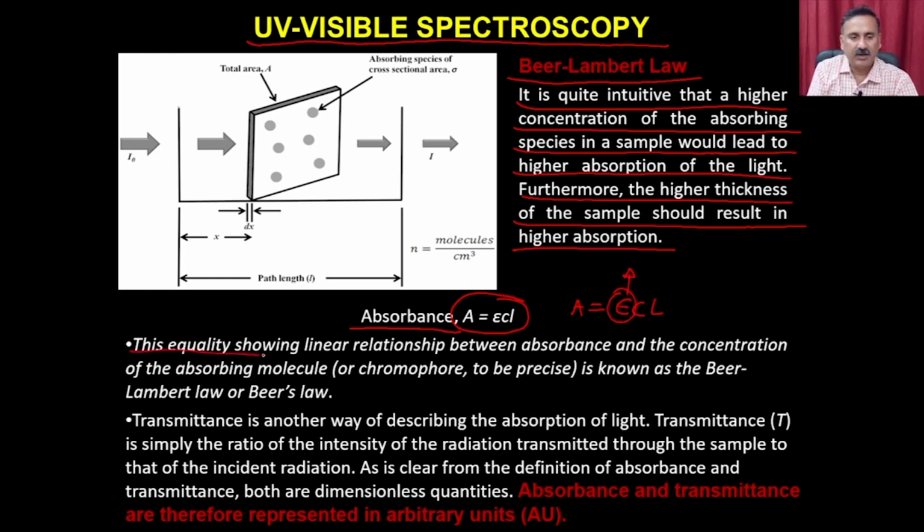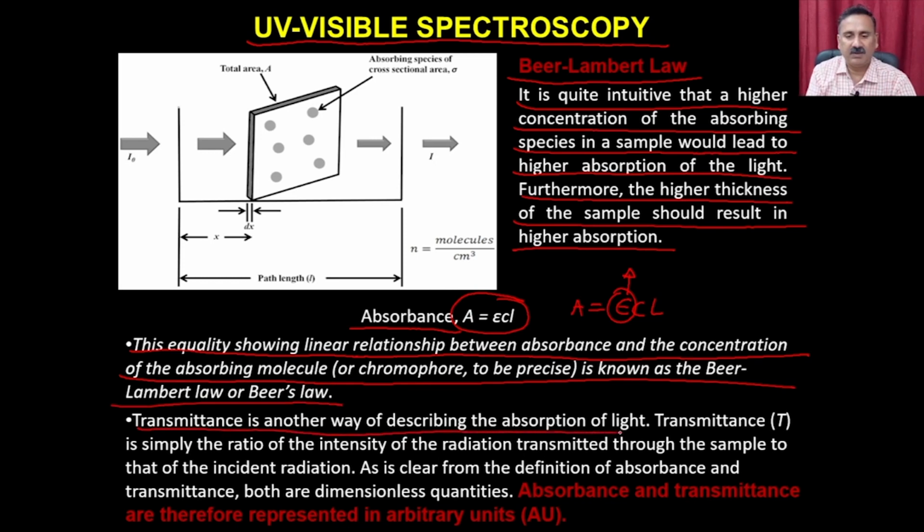So this equation shows the linear relationship between the absorbance and the concentration of the absorbing molecule, and that is known as the Beer-Lambert law or Beer's law. Transmittance is another way of describing the absorption of light. Transmittance is simply the ratio of the intensity of radiation transmitted by the sample to the incident radiation. It is clear from the definitions of absorbance and transmittance that both are dimensionless quantities. Okay, so absorbance and transmittance are both represented in arbitrary units, or AU.